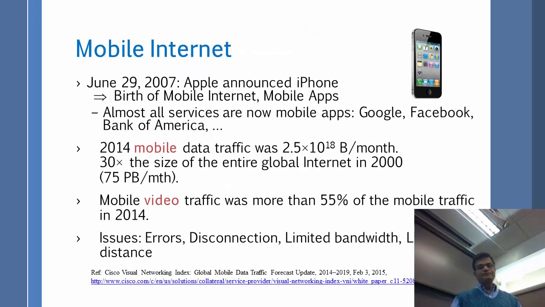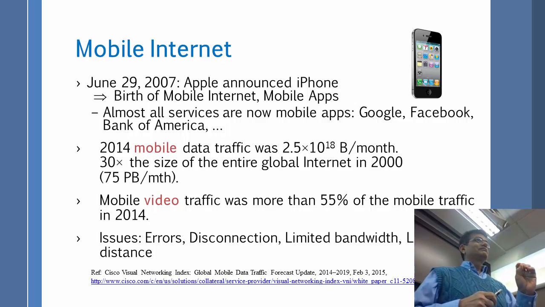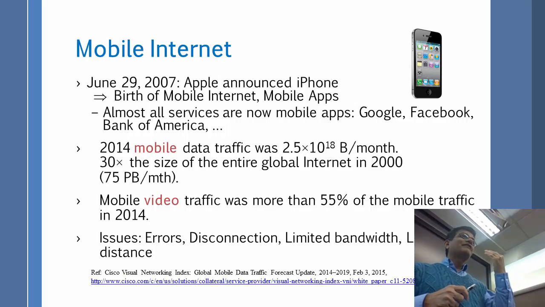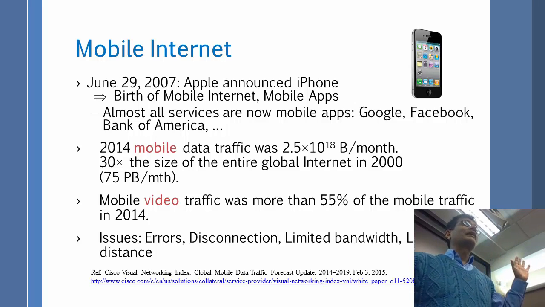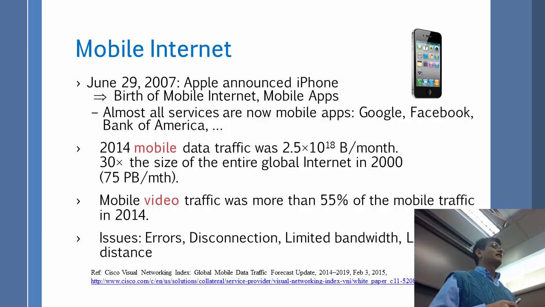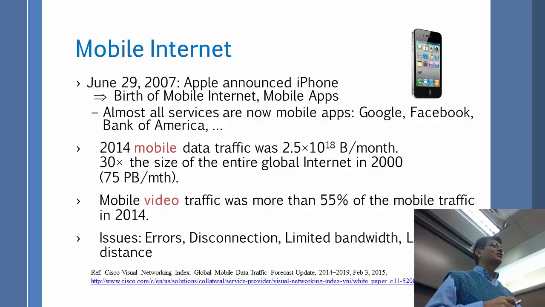Mobile internet started on June 29, 2007, not very long ago. June 29, 2007. Today is 8 years later. That is the day that Apple announced the iPhone. Now, before that, there was mobile internet. I have had smartphones, I don't even remember for how long, but they were not really smart at all. They didn't really give me the freedom to connect.